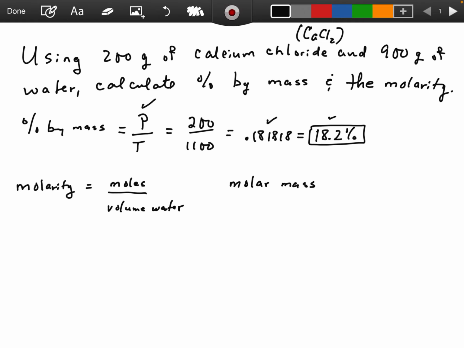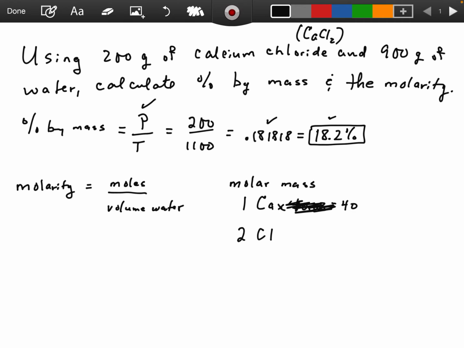If you were using calcium chloride, look at the formula. There's one calcium atom. There are 2 chlorine atoms. If you look on the periodic table, calcium is 40.08. You don't have to write this down, I'm just illustrating it. We're going to round that to the closest whole number. So that's what actually would be on your paper.